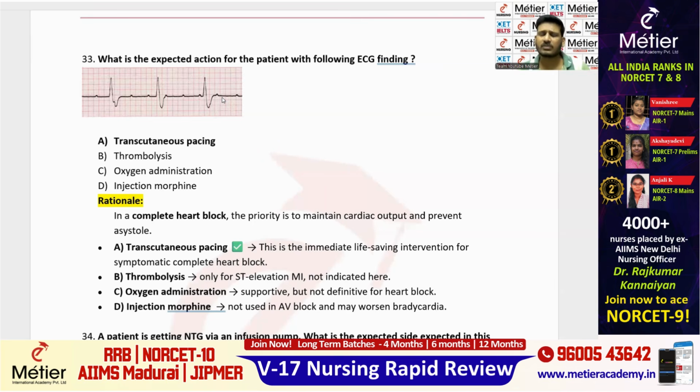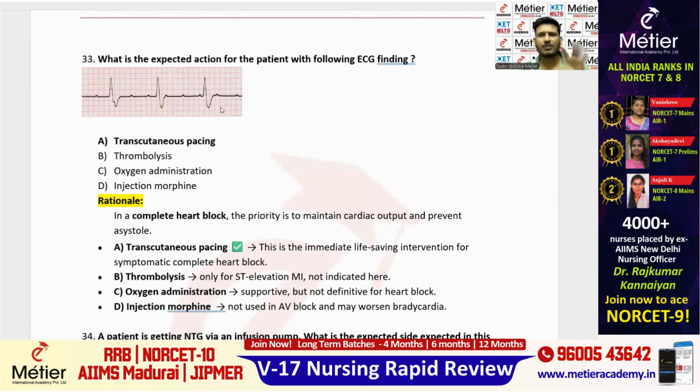In second degree heart block, it is further classified into Mobitz 1 and Mobitz 2. Some P waves will not follow the QRS complex. This is the key point. Okay, some P waves will not follow the QRS complex, that is second degree heart block. In third degree heart block, atrium will work separately, ventricle will work separately. You can see here, atrium is working separately and ventricle is working separately.